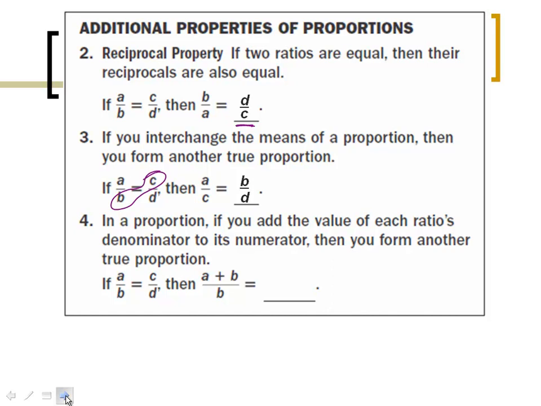That's another true proportion. The next thing, in a proportion, if you add the value of each ratio's denominator to its numerator, then you form another true proportion. So if A over B equals C over D, then A plus B over B equals C plus D over D. So these are more true proportions.